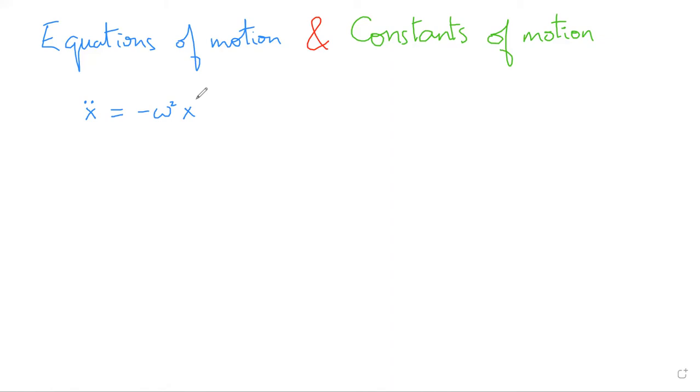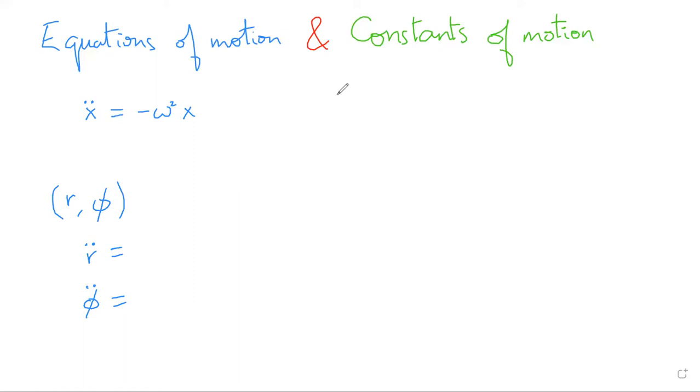If you need more than one generalized coordinate to describe a system, then for each one you have an equation of motion. So if you need the coordinates r and phi to describe a system, then you will have one equation of motion for r, which would be r double dot equals something, and another equation of motion for phi, which would be phi double dot equals something.